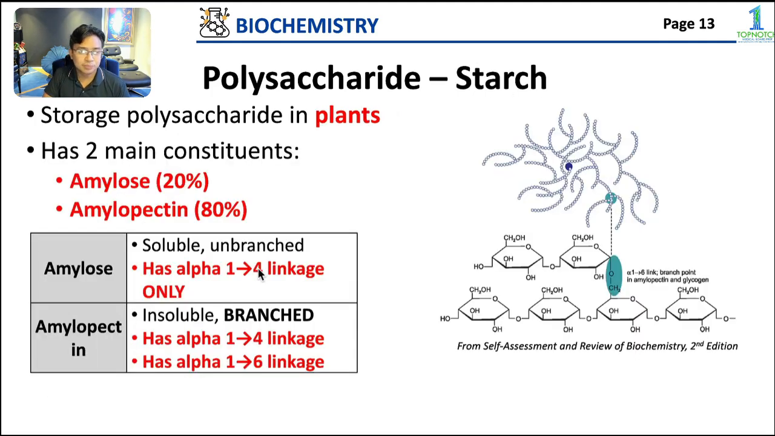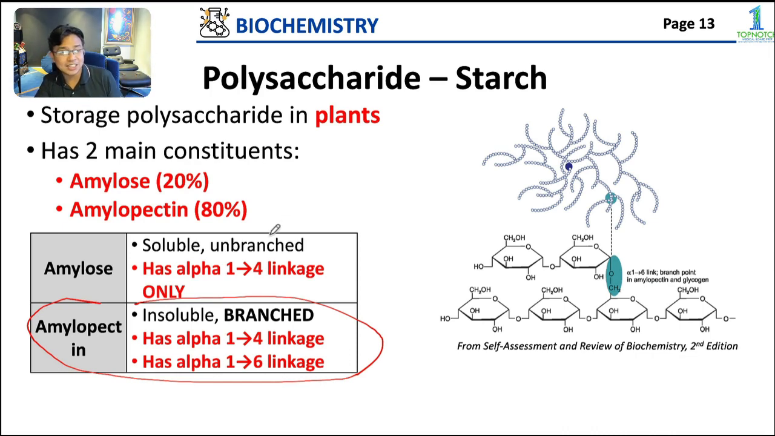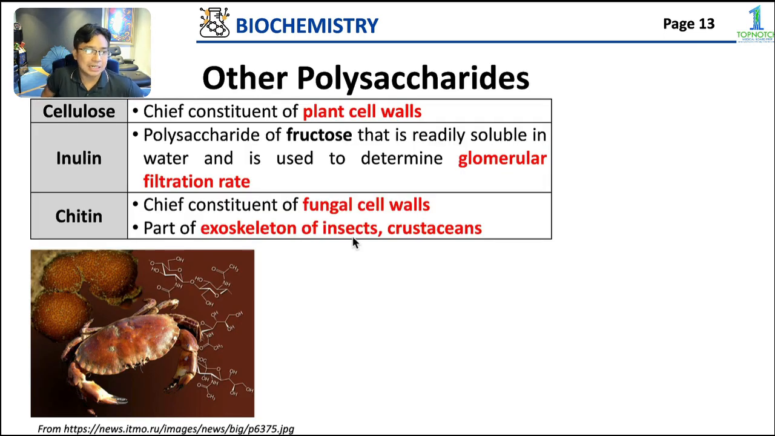While in starch, in our plants, it has two components, amylopectin and amylose. Amylopectin is the one that is branched. It has both 1 to 4 linkage and 1 to 6 linkage, same with glycogen. But 20% of starch is amylose, meaning it is soluble and unbranched because it only has a 1 to 4 linkage. Now, we also have other polysaccharides. Cellulose is the chief constituent of the plant cell walls. Inulin is a polysaccharide of fructose.